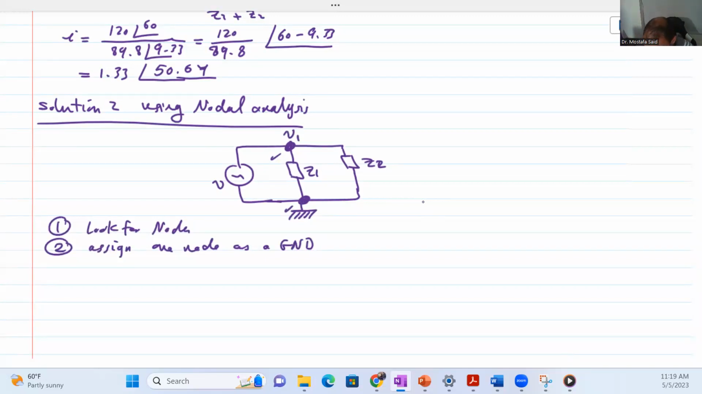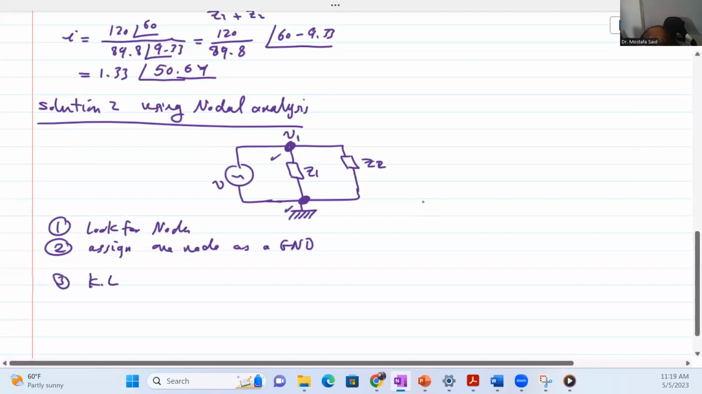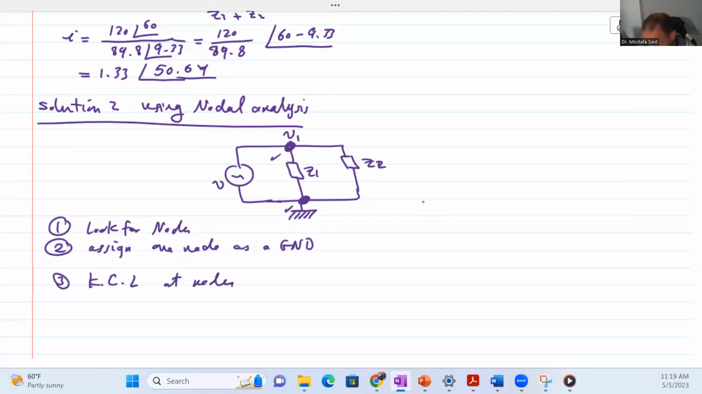So, number 3, we apply KCL at the nodes that are not ground, not reference. So, we have only one node, which is V1. So, we're going to call this I.